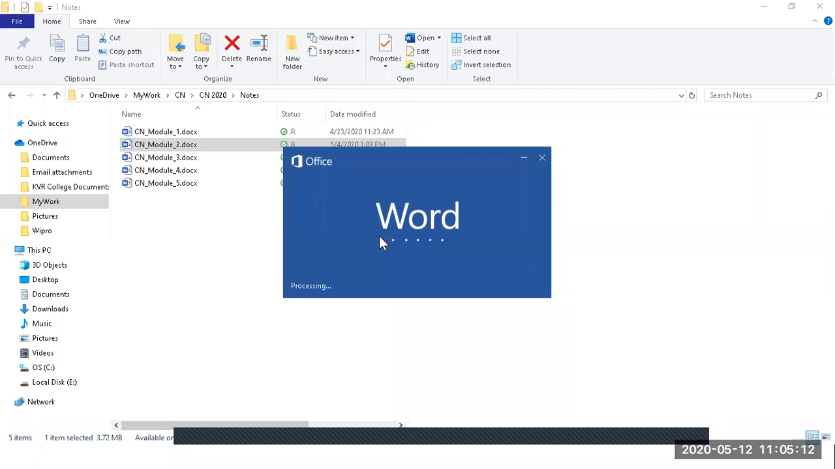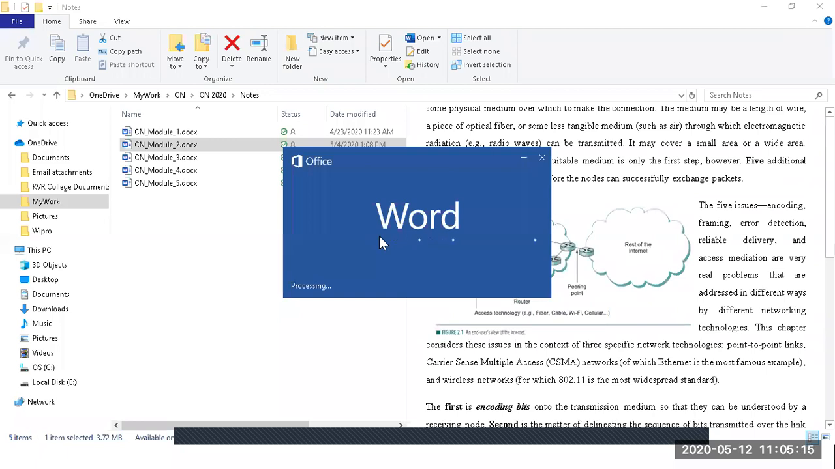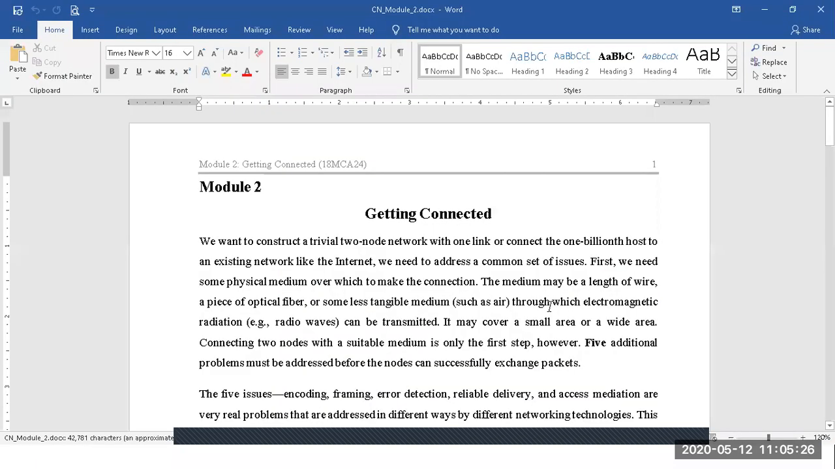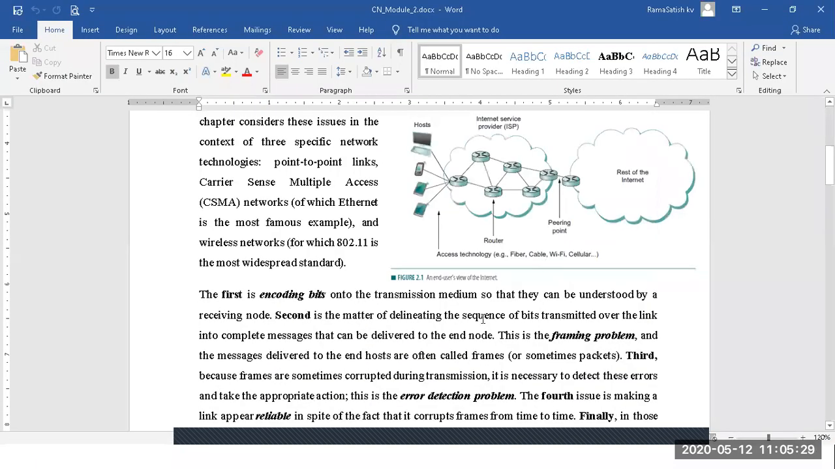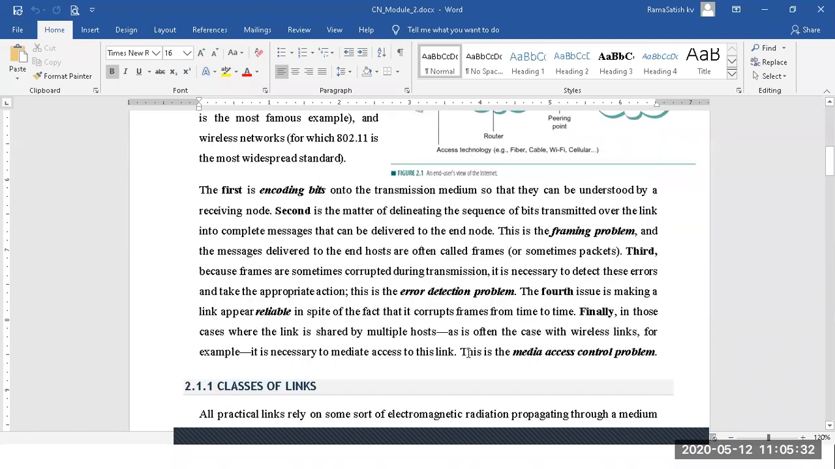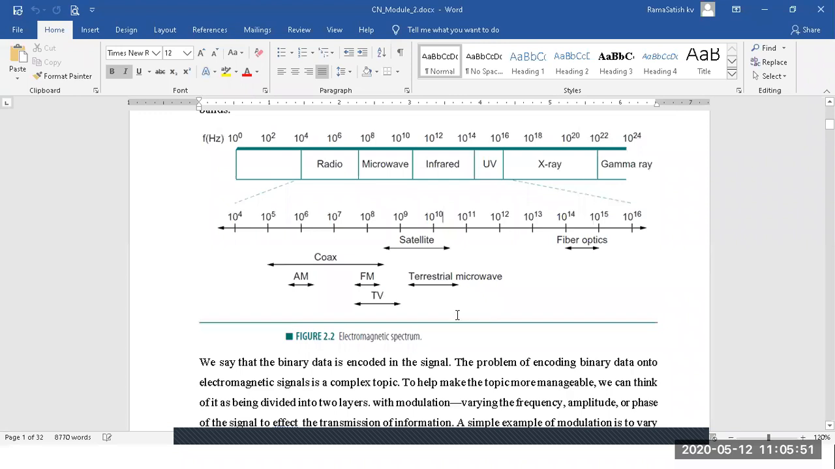What you certainly get in module 2 is normally error detection, framing, frame formatting, and others. So getting connected: what are the 5 different issues? One is the framing problem, error detection, reliability, that is transmission of frames, and finally media access control. These are some of the issues. Then different classes of links: wireless links, wired links.